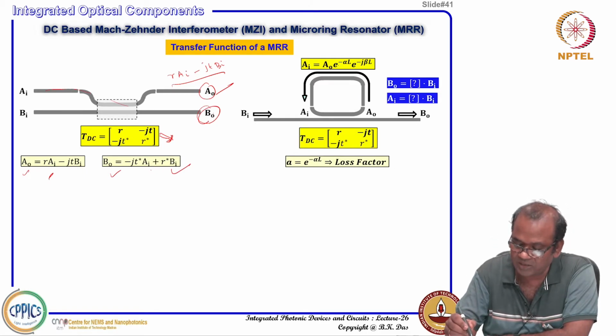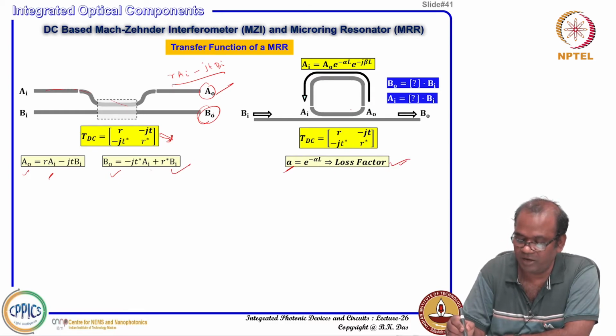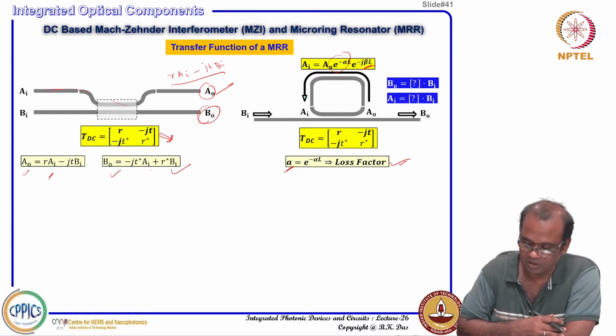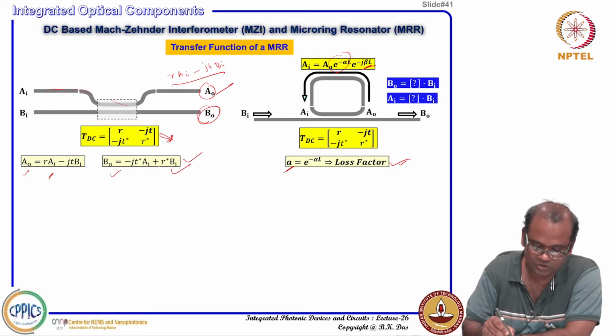And I am assuming this e to the power minus alpha L as A, that is called the loss factor. We will call that a loss factor. That means, if I take a ratio of A naught to AI, this is the loss factor. The other factor is phase. The phase factor does not contribute to the power or intensity. So, I get these two equations.